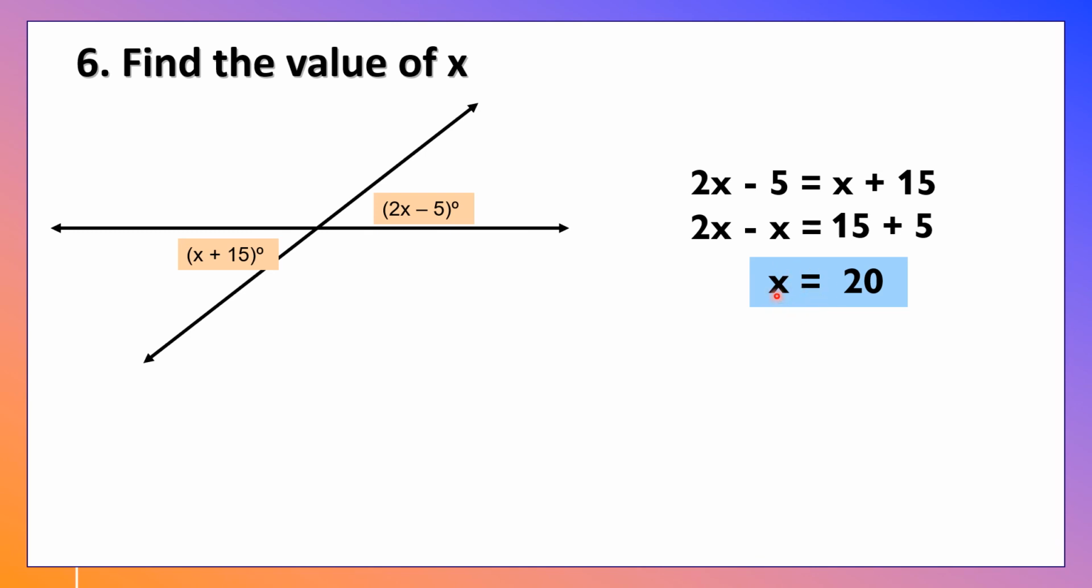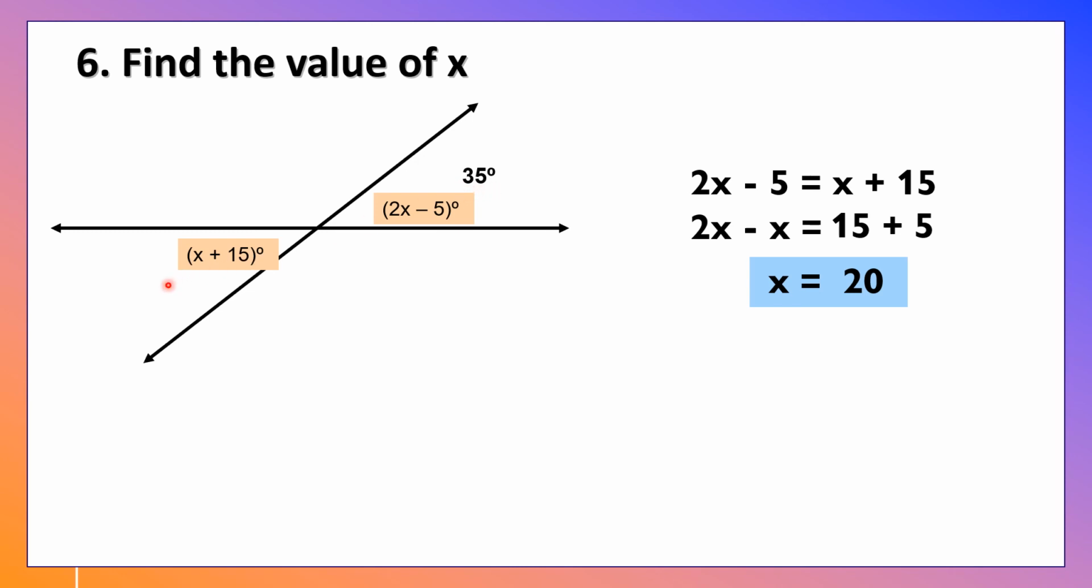So to check whether your answer is correct, so pwede mong i-substitute yung value of x dito. So dapat pareho yung makukuha nating answer. So 2x, that means 2 times 20 since x is equal to 20. So 2 times 20 is 40 minus 5. So we have 35 degrees. So 35 degrees ang answer natin dito.